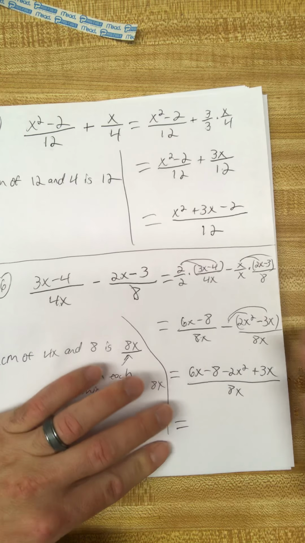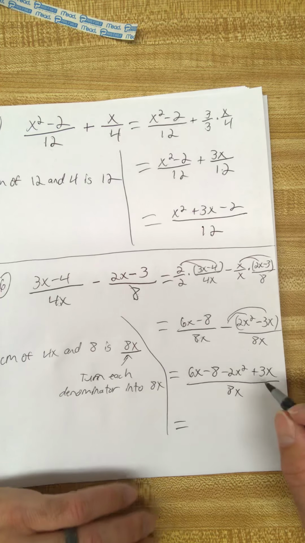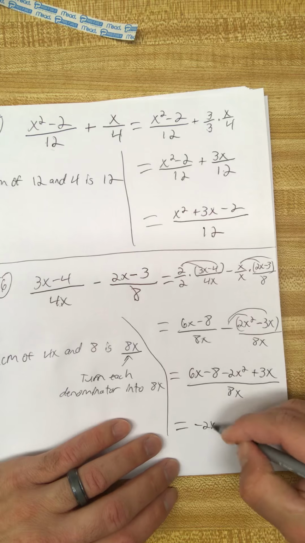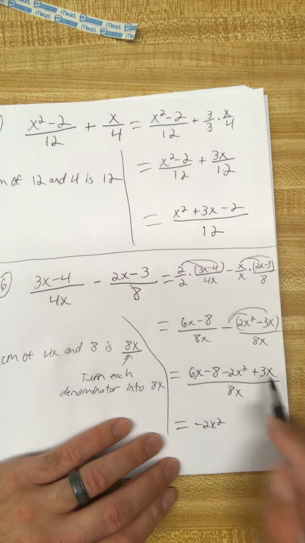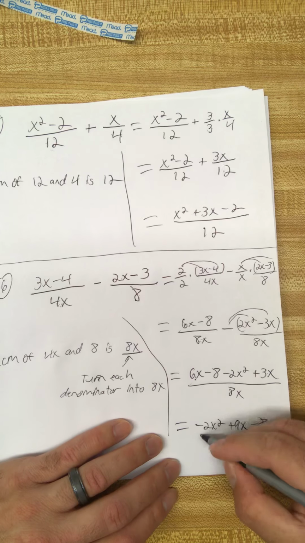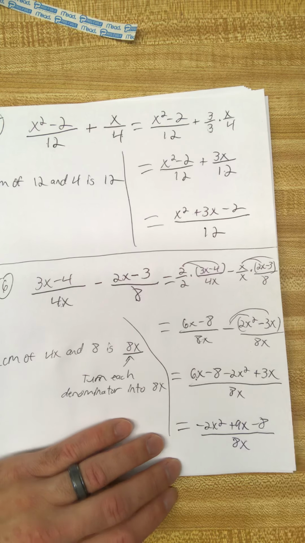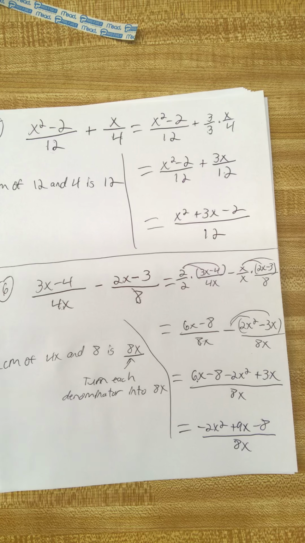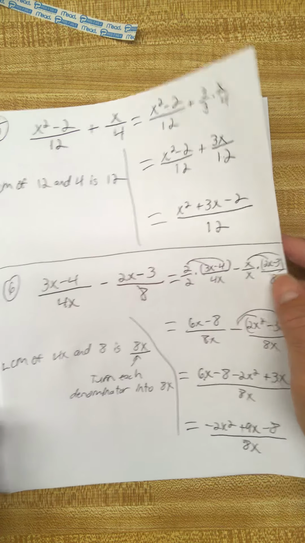So yeah, we gotta do a little cleanup here, for a final answer. So we'll have negative 2x squared. You do have a 6x plus 3x, we can write that as 9x. And then minus 8 on the end, all divided by 8x. And that would be your final answer then. All right. Okay, let's do one more like that.